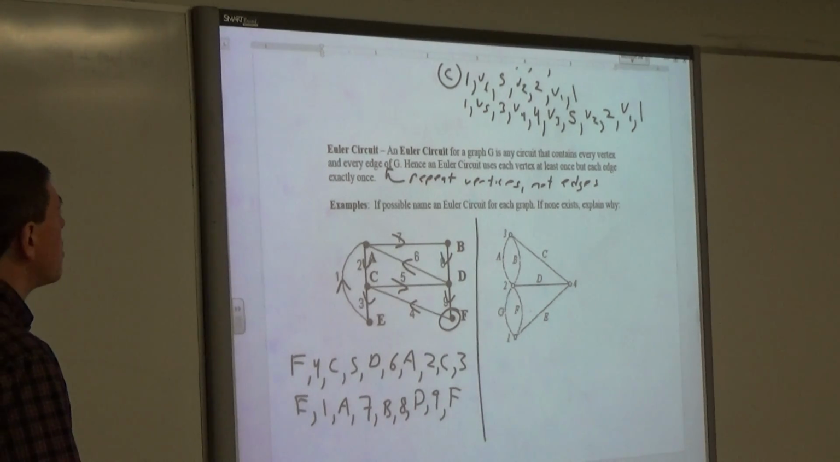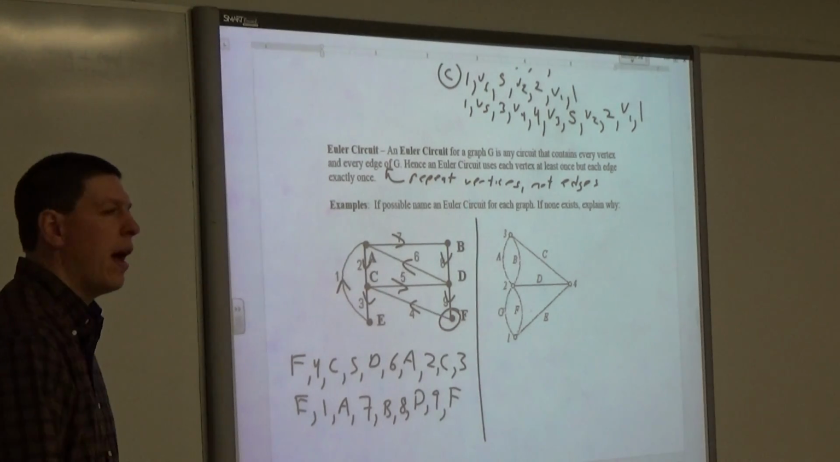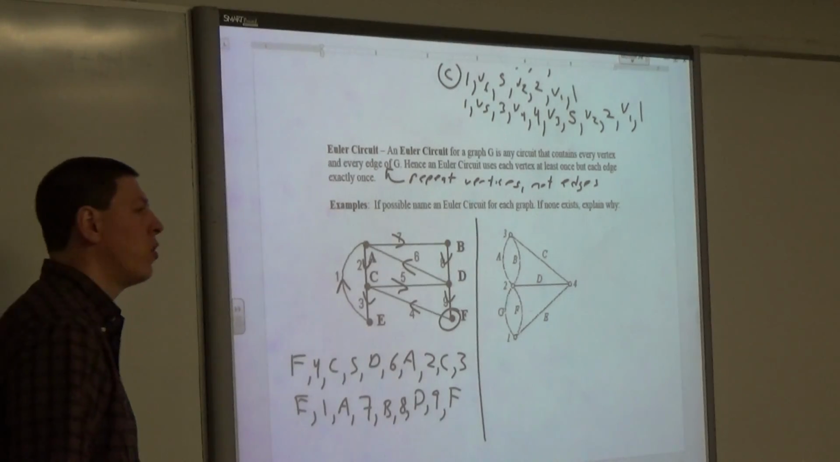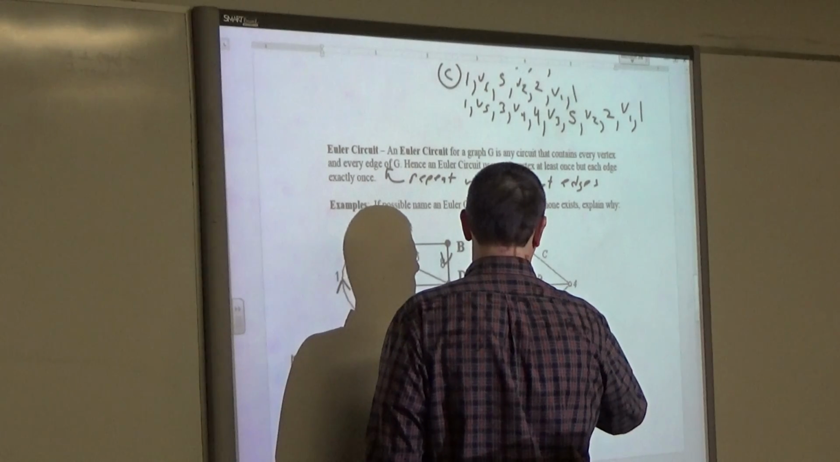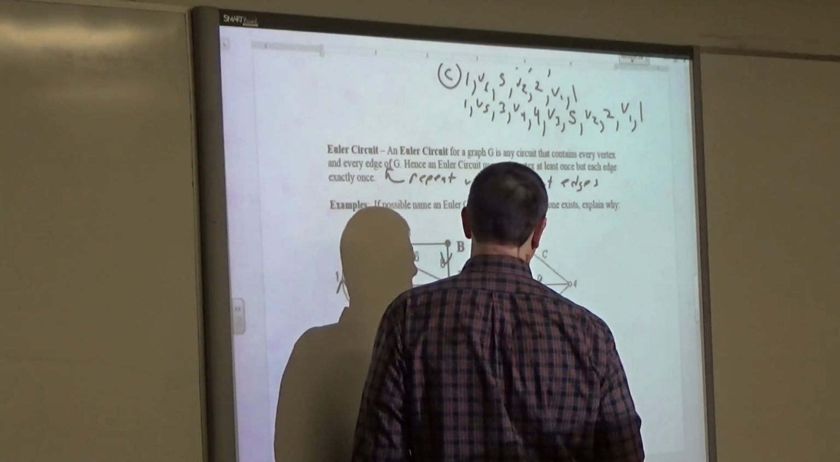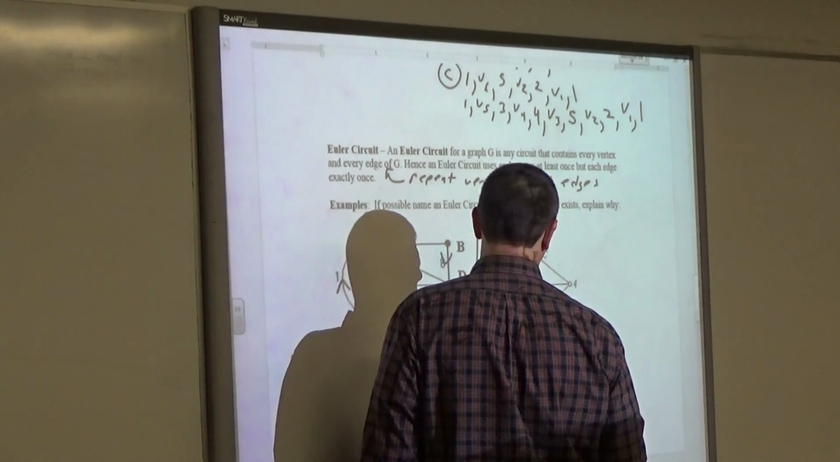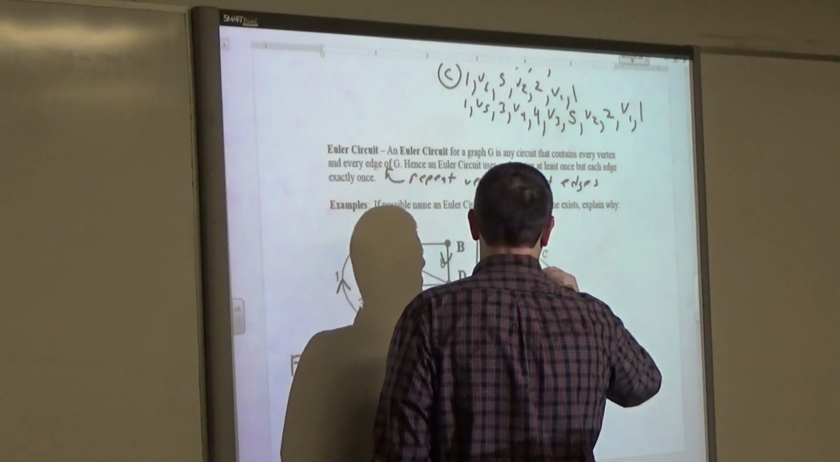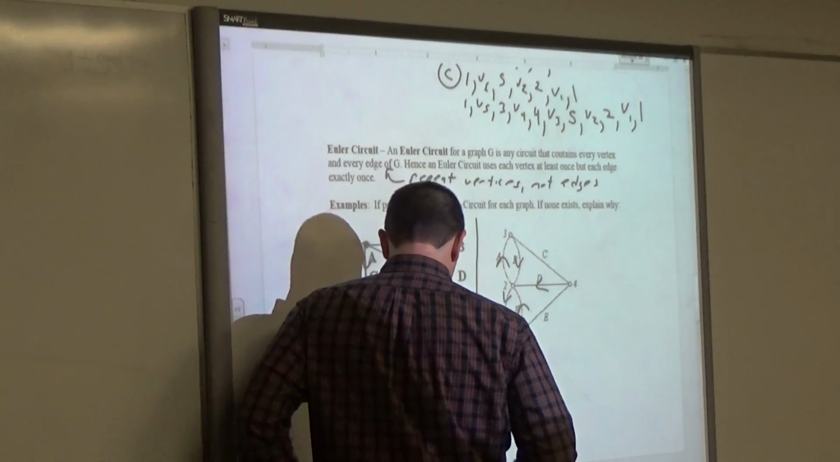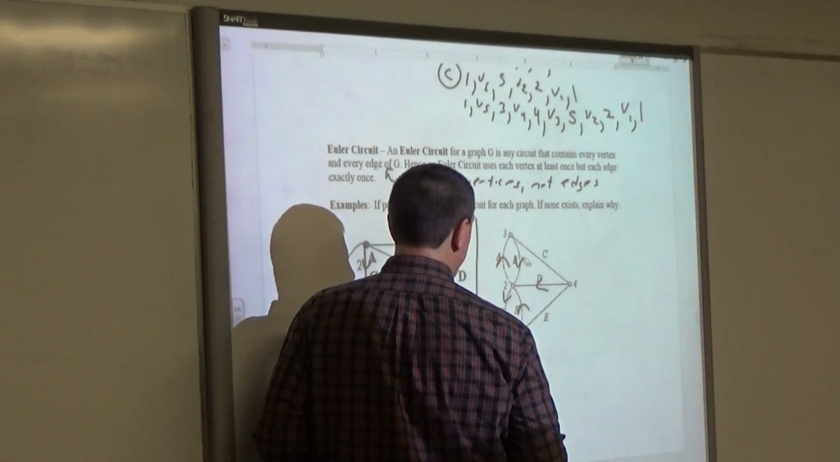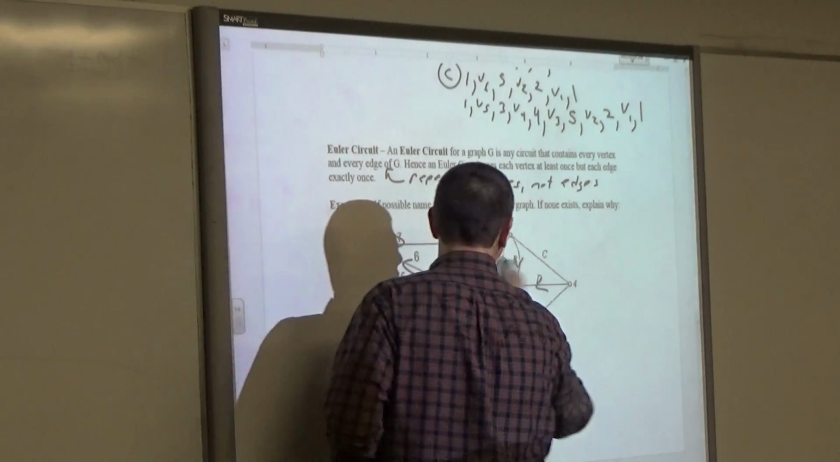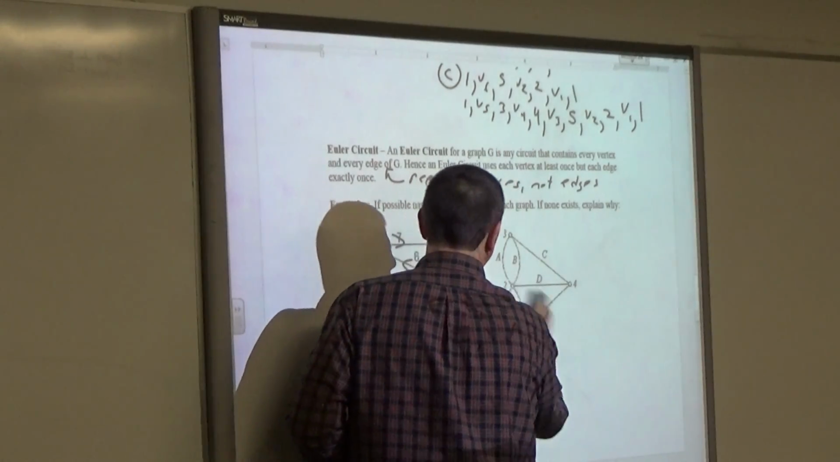For the second one, if I want to try to go through and find an Euler circuit for that, I don't know if anyone was able to do that. Can somebody tell me if they found one? 4D, 2G1F, 2A, 3B. Wait, no. Start over? Yeah. That's all right. It's always easier just to start over.